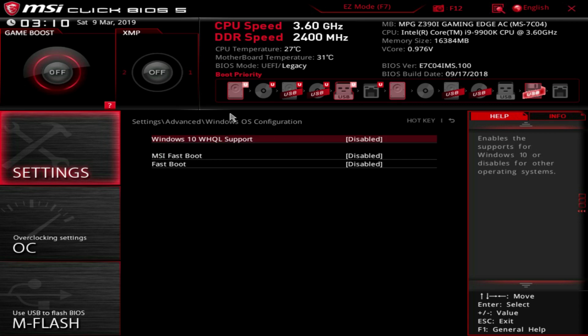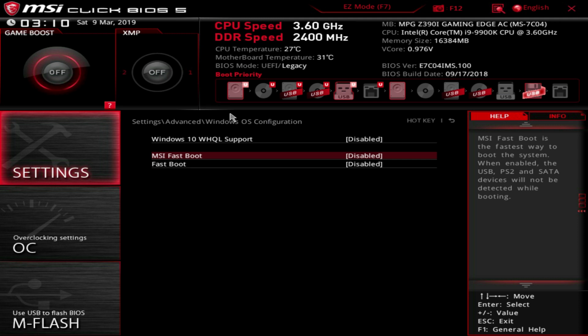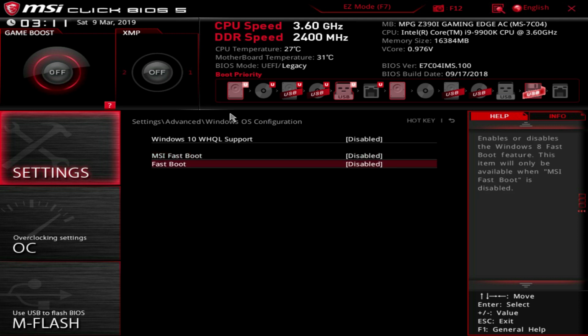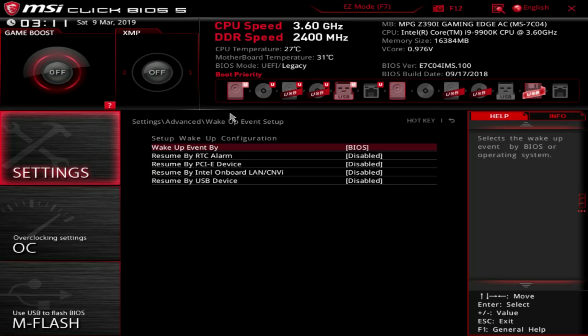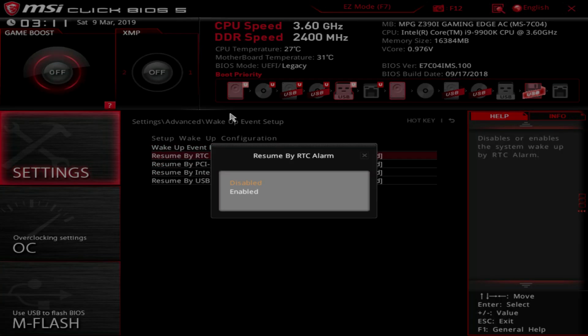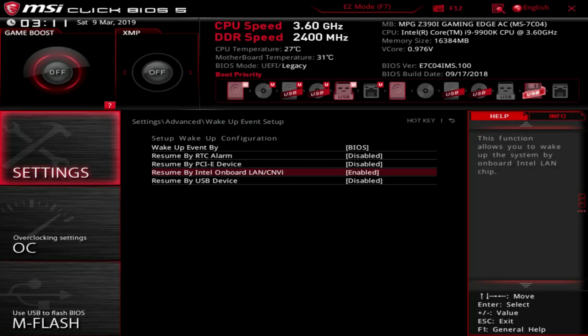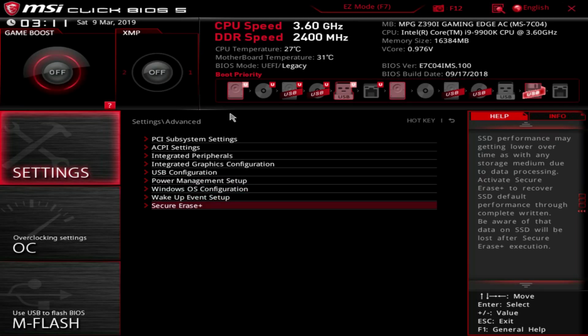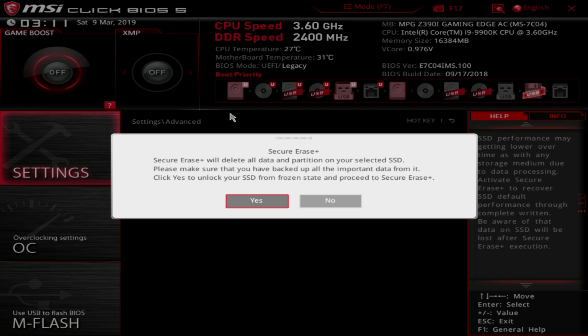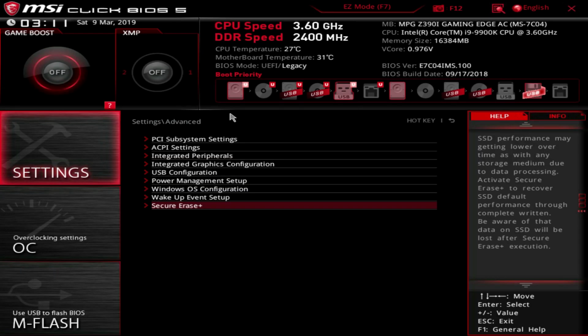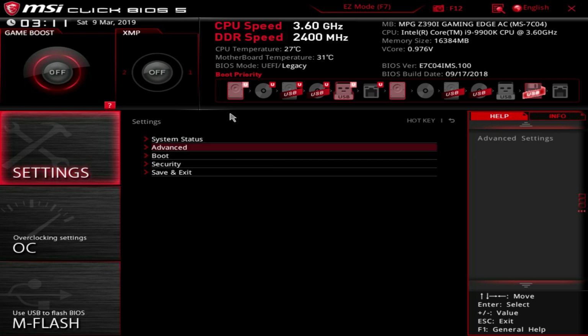So that's that. And we have some Windows stuff, including MSI's fast boot, which is apparently even faster than regular fast boot. I've not checked either of them, so I wouldn't know. Then we have wake up options, which is a time-based one, PCIe devices, LAN, USB devices. And then we have secure erase, which is an SSD erase feature from MSI. I've never actually used this, because you can whack Linux on a flash stick and use that to wipe an SSD. I've just forgotten what you call a bootable USB stick with Linux on it.